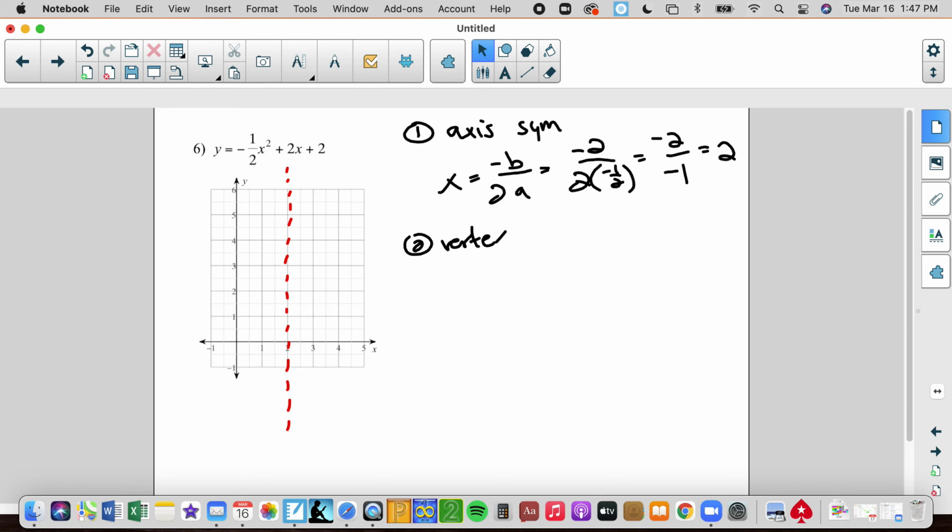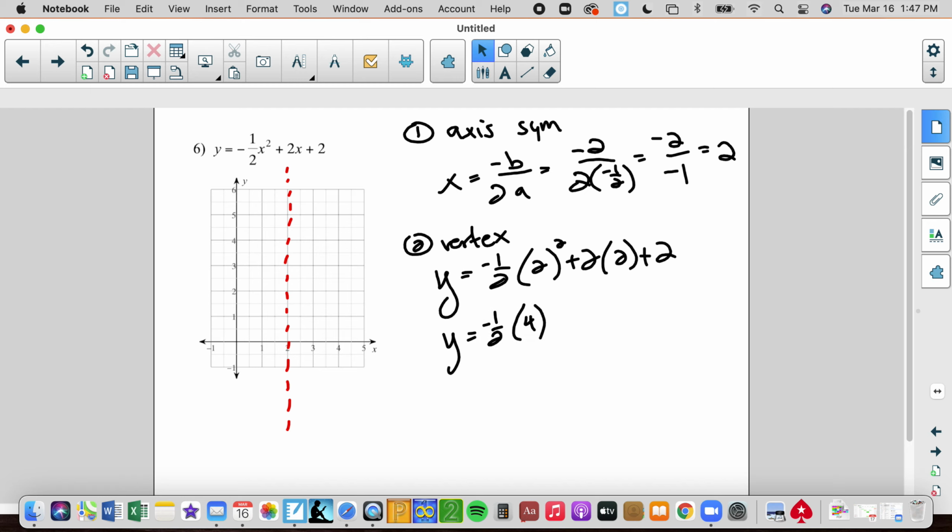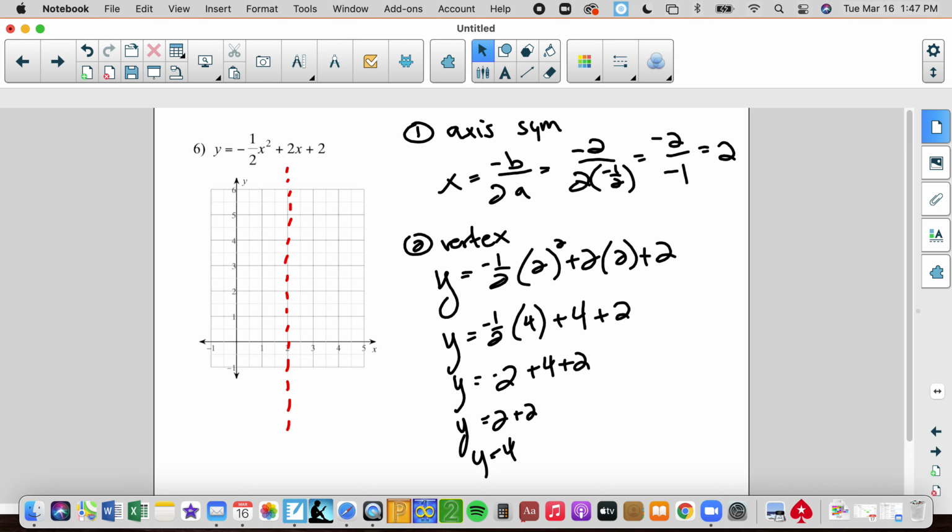Vertex. Oh, baby. All right, vertex. We're going to plug in the 2 into this crazy formula with a fraction. Times 2 plus 2. A lot of 2's. So we're going to square 2, which is 4. 2 times 2 is 4. Negative 1/2 times 4 is negative 2 plus 4 times plus 2. That gives you 2 plus 2, which is 4. So your point is going to be 2, 4. That is your vertex.